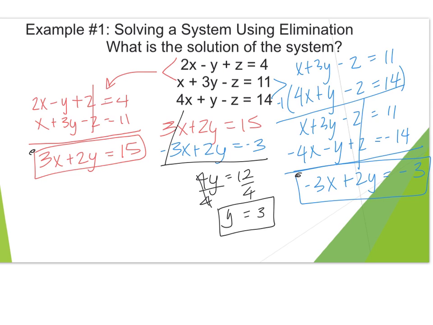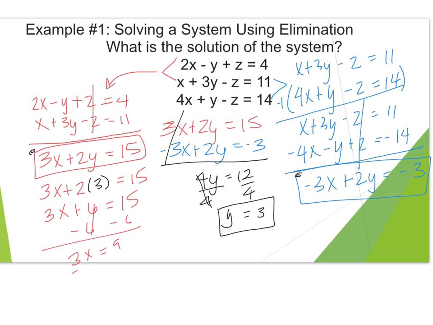So here we go. I'll have 3x plus 2 times 3 equals 15. That gives me 3x plus 6 equal to 15. If I subtract 6, I'll get 3x equal to 9. Divide by 3. X will equal 3. So now we have two answers. And at this point, now that we have two answers to our variables, we can actually substitute those two answers into any of the three original equations. I'm going to choose an equation with the least amount of negatives.